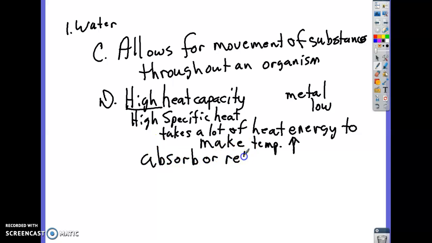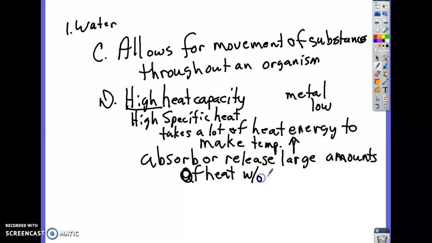But basically, our body allows us to absorb or release large amounts of heat, or heat energy, without changing temperature very much, okay? And this is very important because we need our bodies to stay at a fairly constant temperature.